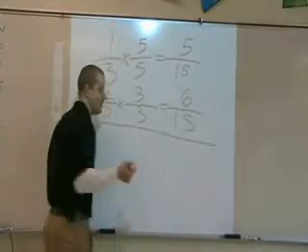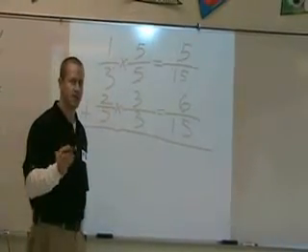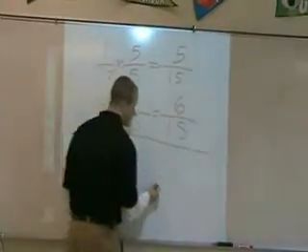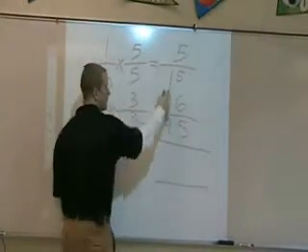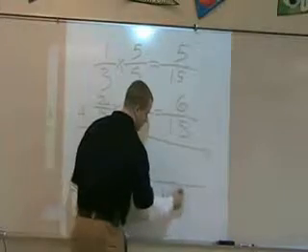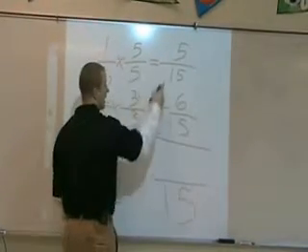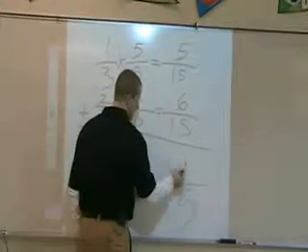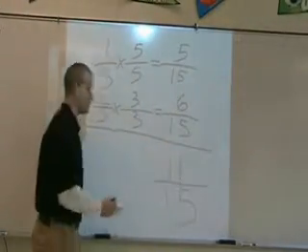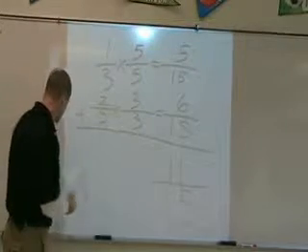So now do we have a common denominator? Once we get a common denominator, we can then add. So how many slices does my tray need to hold now? 15. How many slices are going to be on the tray? 5 plus 6 equals 11. So my answer would be 11 over 15.